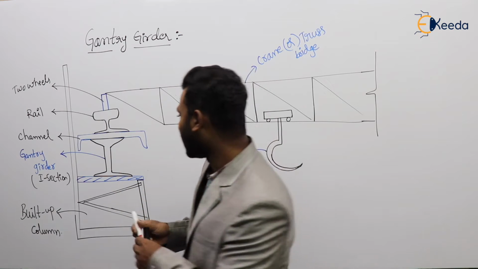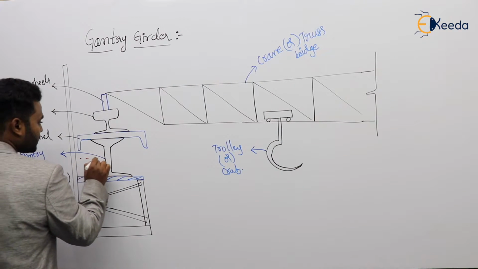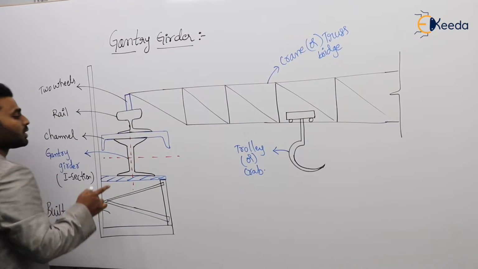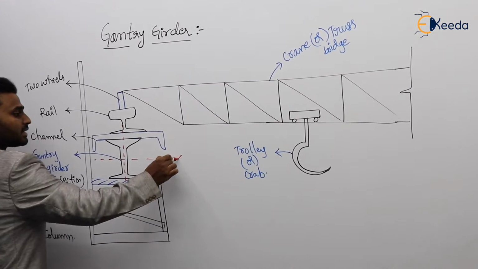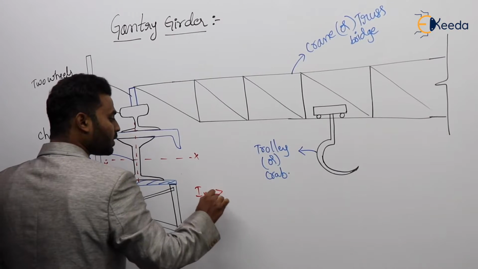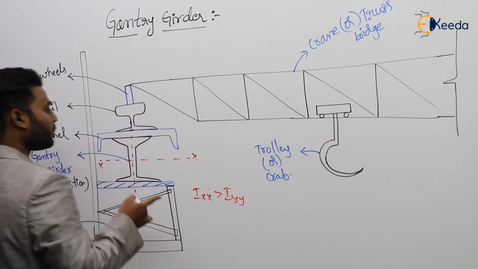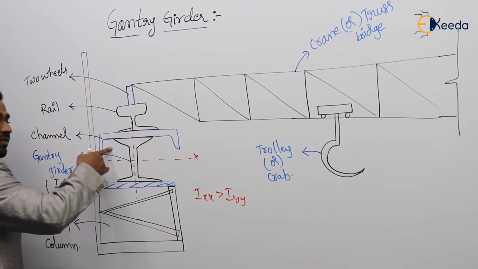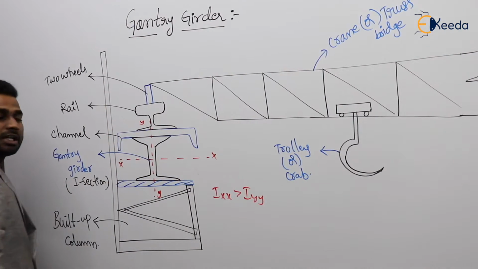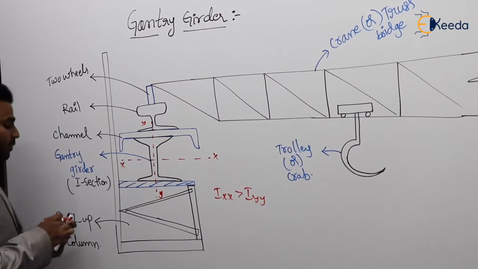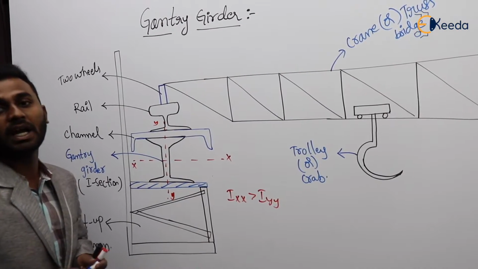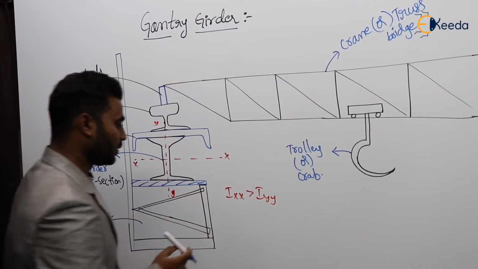So if we take the gantry girder, this is the x axis and this is the y axis, and no doubt along the x axis the moment of inertia is more. So we know that Ix is more than Iy. If you place a channel like this, then obviously Iy will increase. So this is the y-y axis, Iy will increase. So the main purpose of providing the channel is to reinforce the compression flange of the gantry girder against lateral buckling. Clear?